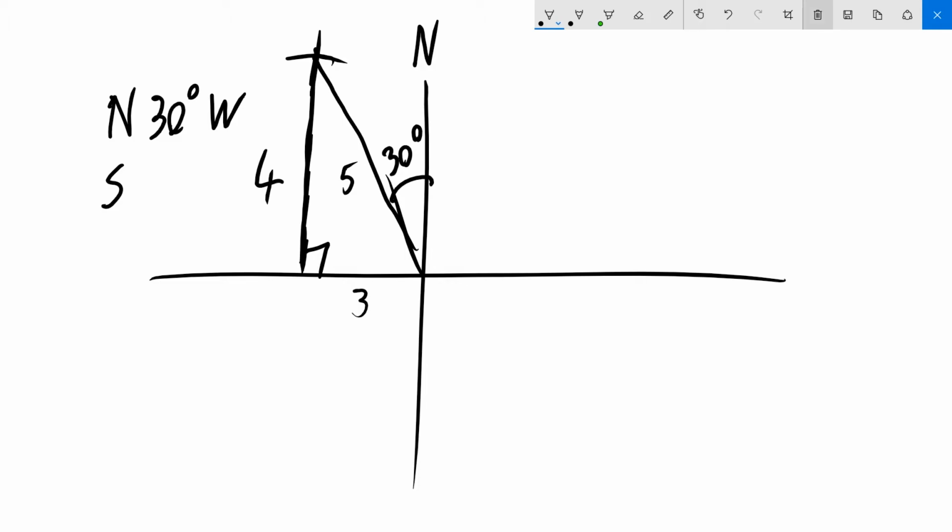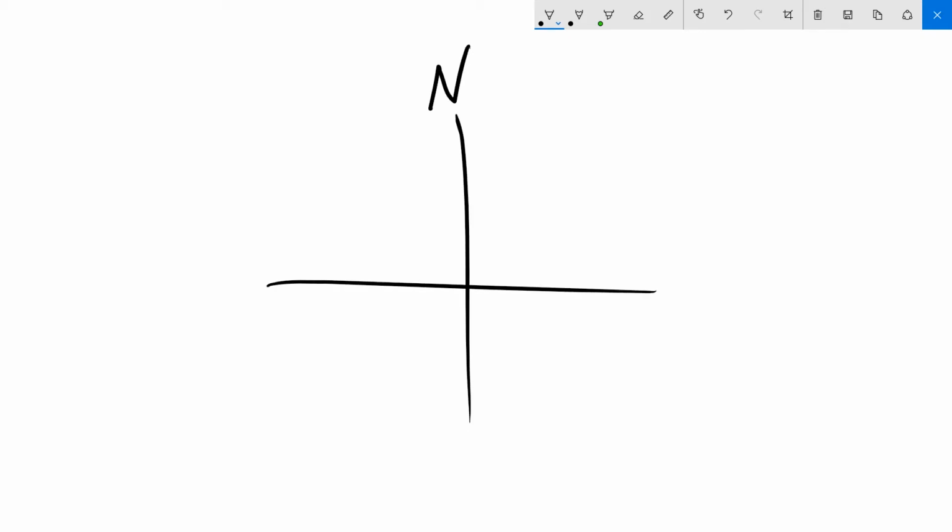So what about true bearings? So true bearings only concerns north and going in a clockwise direction of how far you turn. So if I wanted to go 15 degrees east, I want 15 degrees, and I put a T there for true.